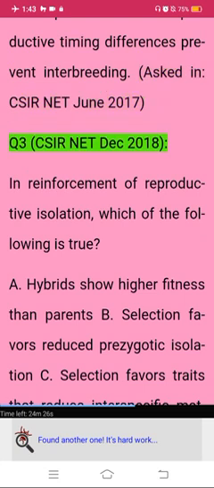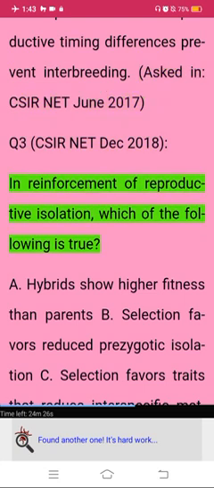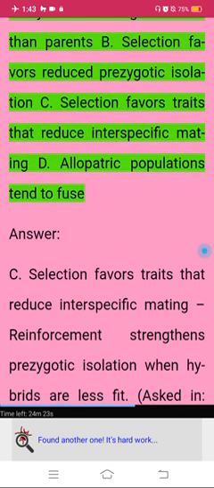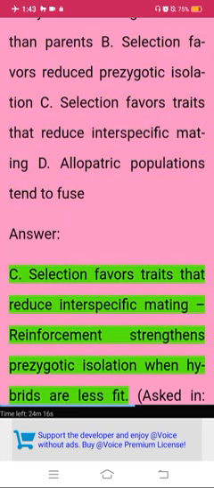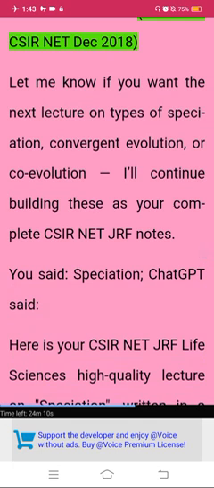Q3, CSIR-NET December 2018. In reinforcement of reproductive isolation, which of the following is true? A, hybrids show higher fitness than parents. B, selection favors reduced prezygotic isolation. C, selection favors traits that reduce interspecific mating. D, allopatric populations tend to fuse. Answer: C, selection favors traits that reduce interspecific mating. Reinforcement strengthens prezygotic isolation when hybrids are less fit. Asked in CSIR-NET December 2018.